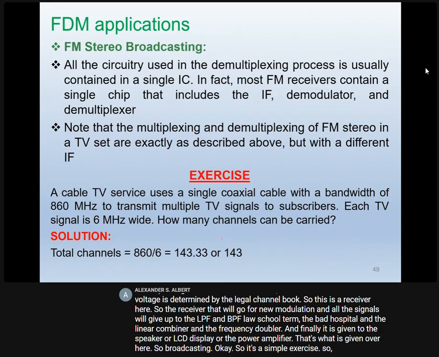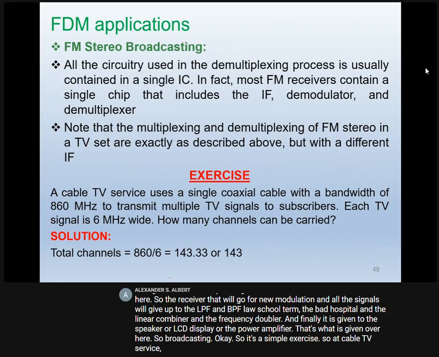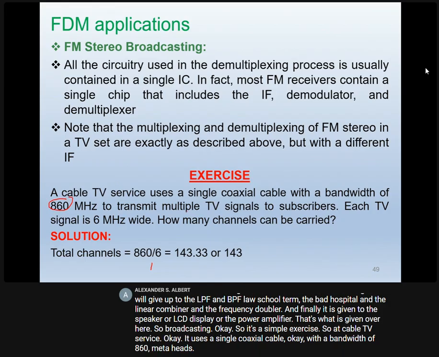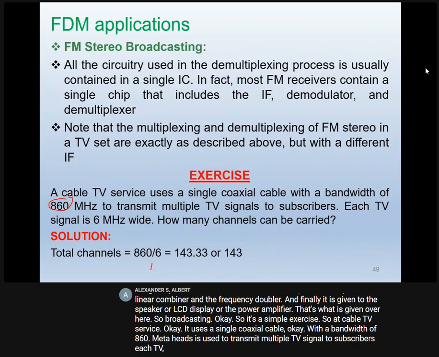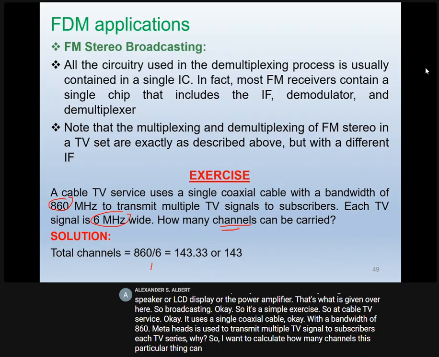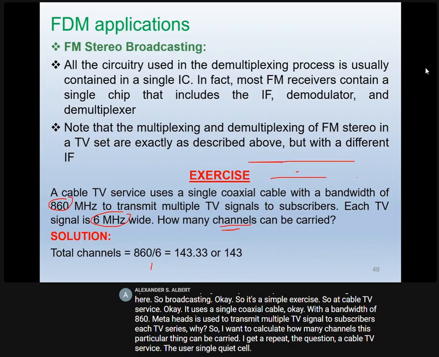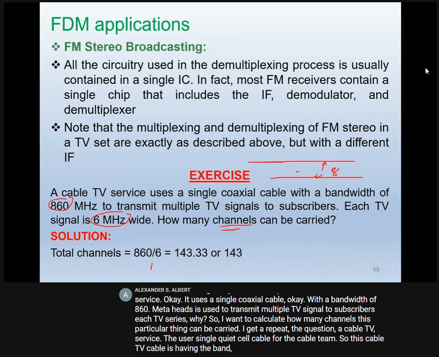Okay, a cable TV service uses a single coaxial cable with a bandwidth of 860 megahertz. It is used to transmit multiple TV signals to subscribers. Each TV signal is 6 megahertz wide. I want to calculate how many channels this particular cable can carry. Again, I repeat the question. A cable TV service uses a single coaxial cable, and this cable has a bandwidth of 860 megahertz.